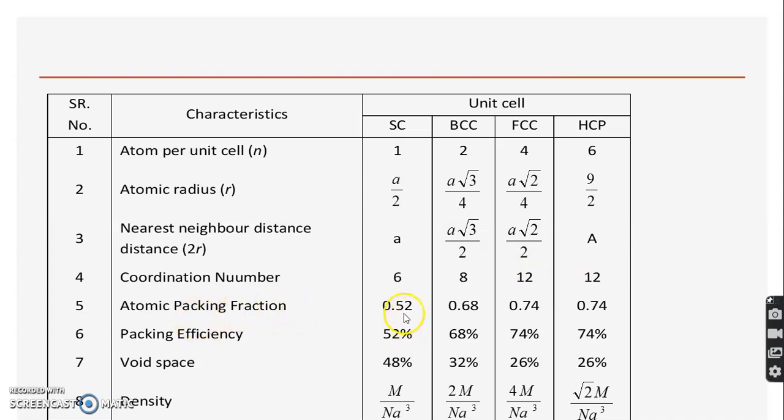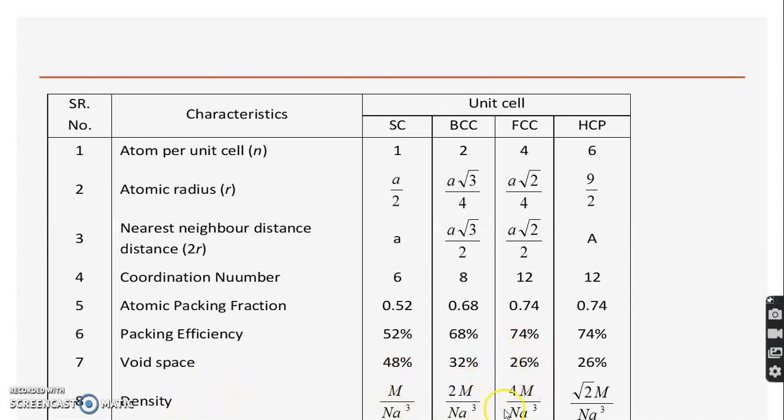Atomic packing fraction we have derived: 0.52, 0.68, 0.74. So packing efficiency, that is multiplying this by 100, 52%, 68%, 74%. Void space will be nothing but 48%, 32% and much less, 26%.